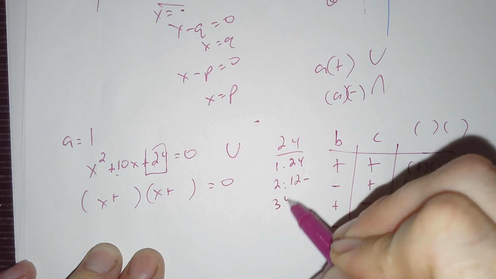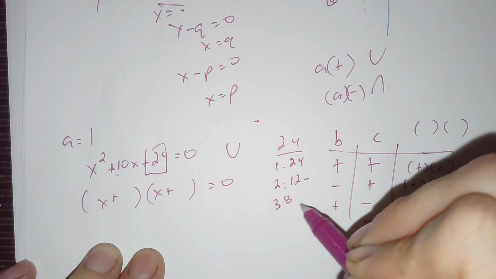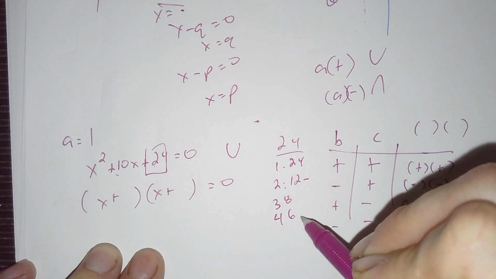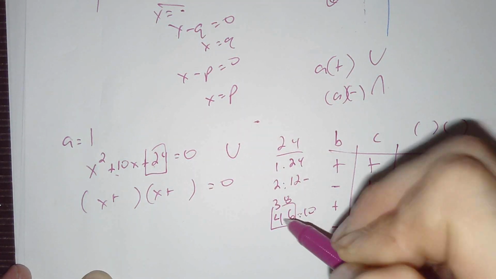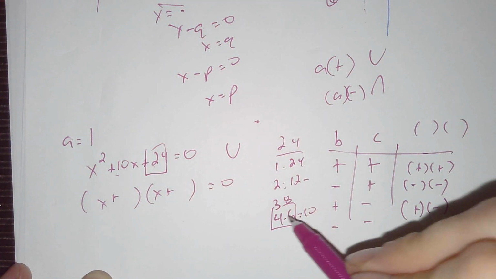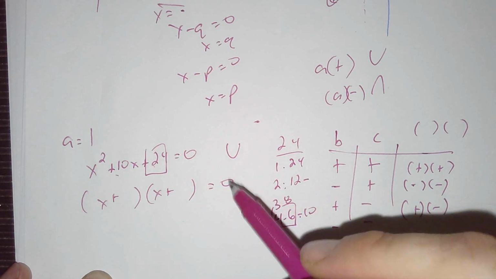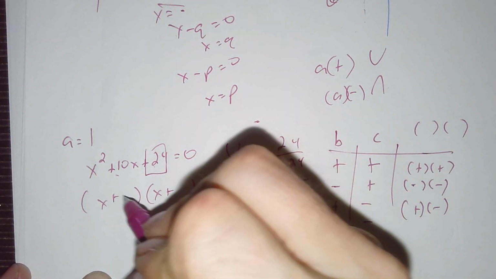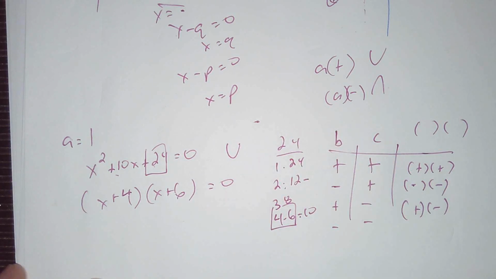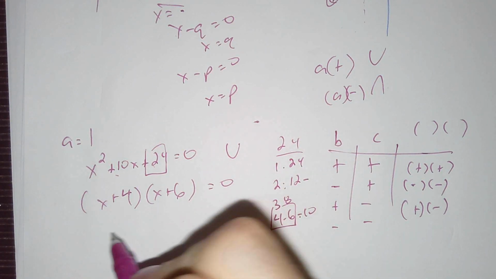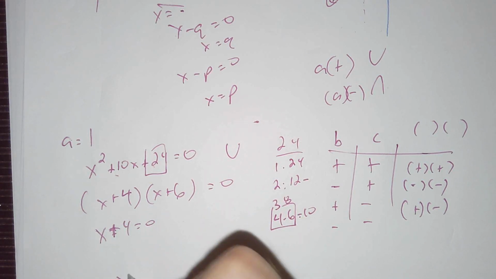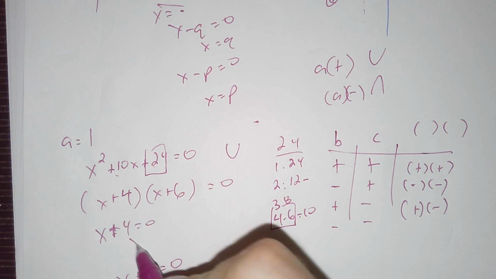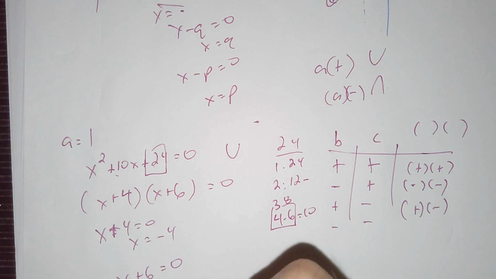I have a 3 and an 8. That makes 11. And then I have a 4 and a 6. That, when added together, makes 10. Right. So 4 and 6 equals 24, and they added together, they make 10. So this is 4 and 6. All right, so when x plus 4 equals 0, and x plus 6 equals 0, so x equals -4 and x equals -6.